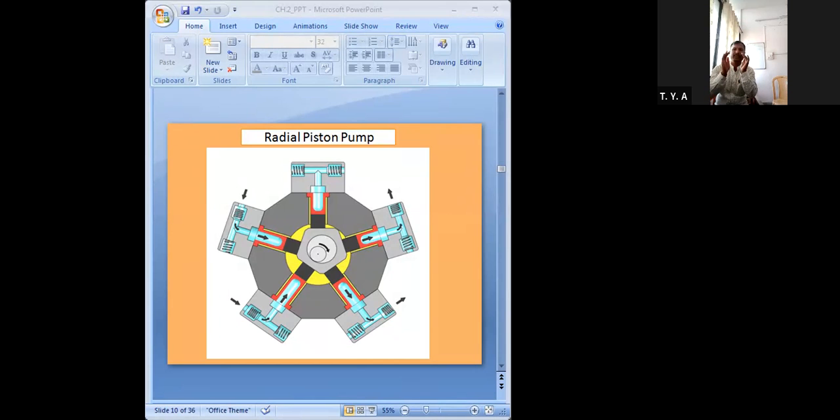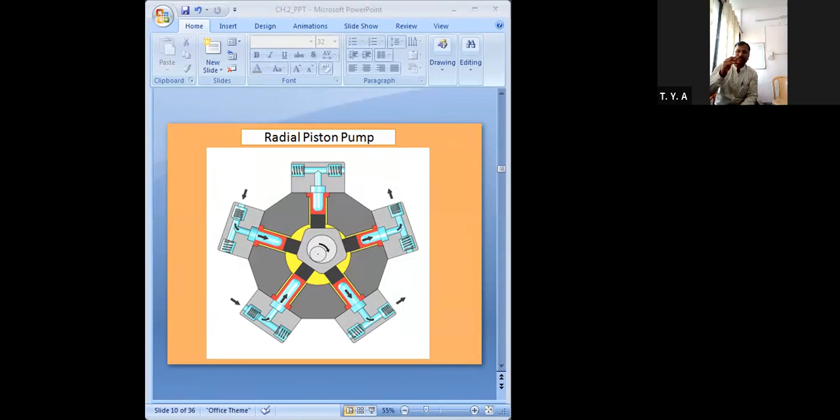In this radial piston pump, what happens? All the pistons will move perpendicular to the shaft center line. You can see here we have the shaft center, and perpendicular to this shaft center your piston will move. If piston one moves like this, then the second like this. That means it is perpendicular to the center line of the shaft. All the pistons move perpendicular to the shaft center line. This is a specialty of the radial piston pump.